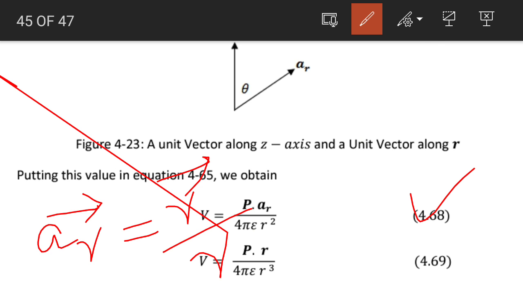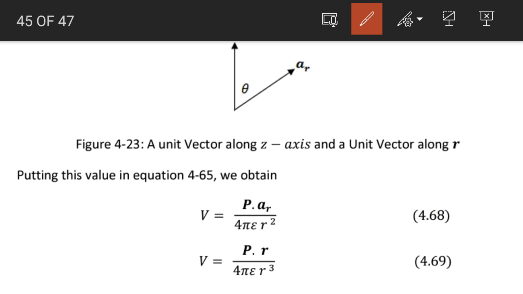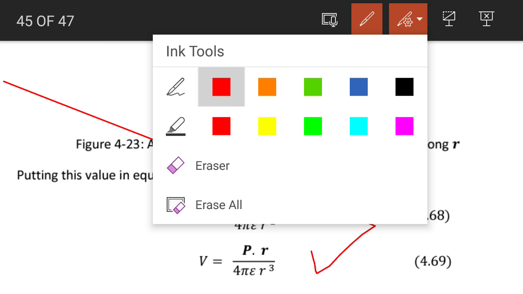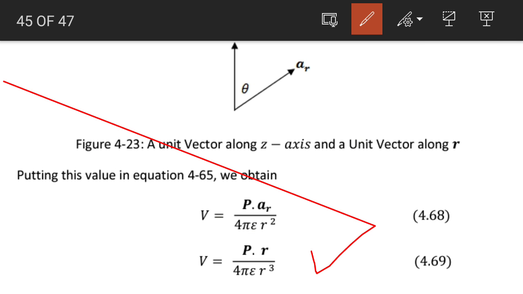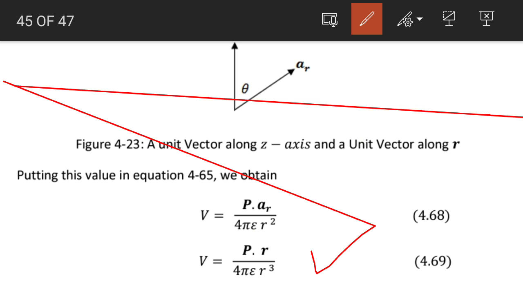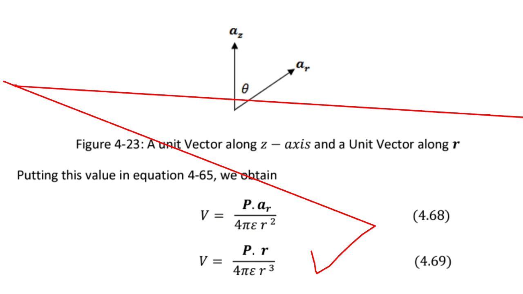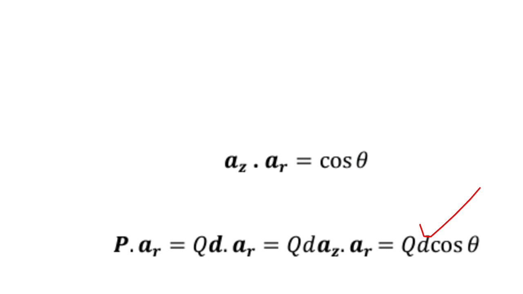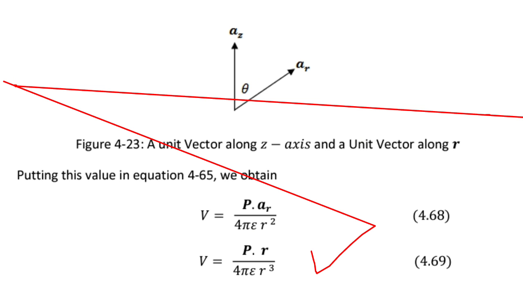So if we put the value of a_r, we can calculate the absolute potential at the given point, and it will be equal to P dot r divided by 4 pi epsilon r cube. P is the dipole moment, and r is the distance between the center of the dipole and the point under observation.